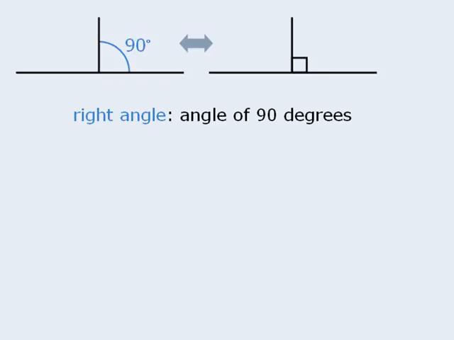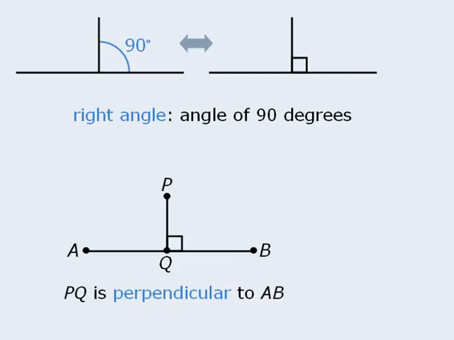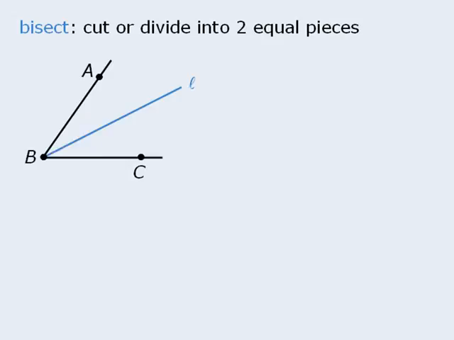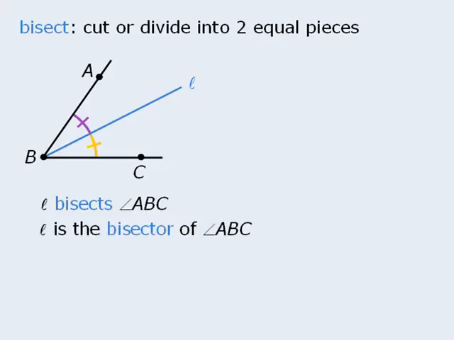Now if two lines or line segments intersect at a 90-degree angle, we say that they are perpendicular to one another. Okay, here's another definition. To bisect is to cut or divide something into two equal pieces. For example, let's say we take an angle and draw a line that splits the angle into two angles. If those two angles are equal, which we can denote as follows, then we can say that line L bisects angle ABC. Or we can say that line L is the bisector of angle ABC.